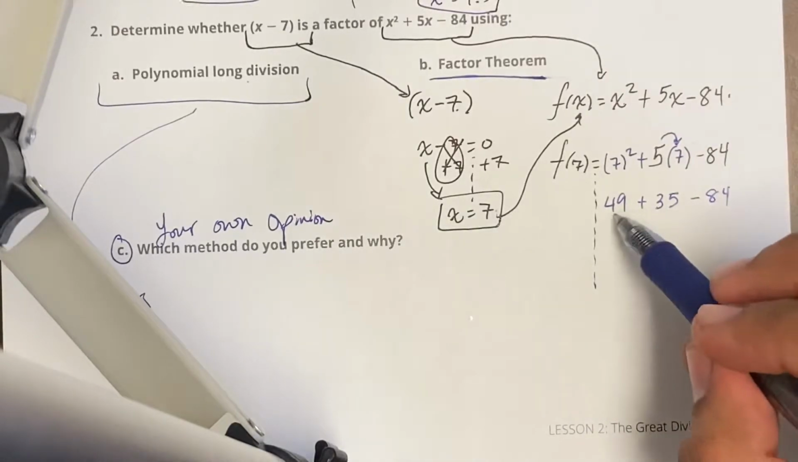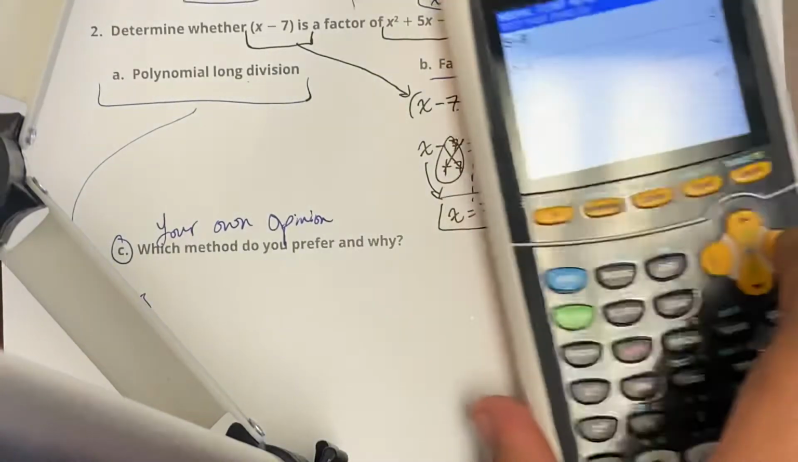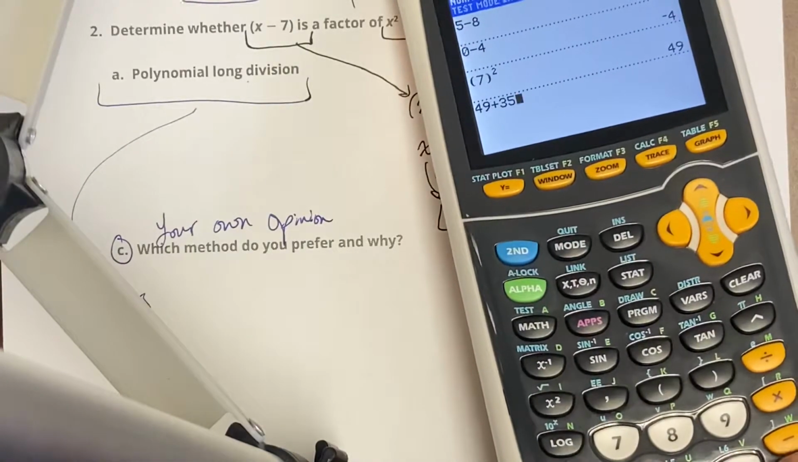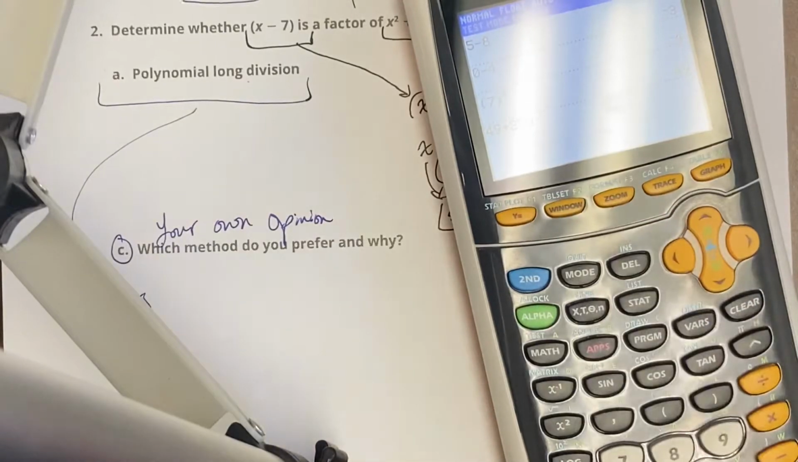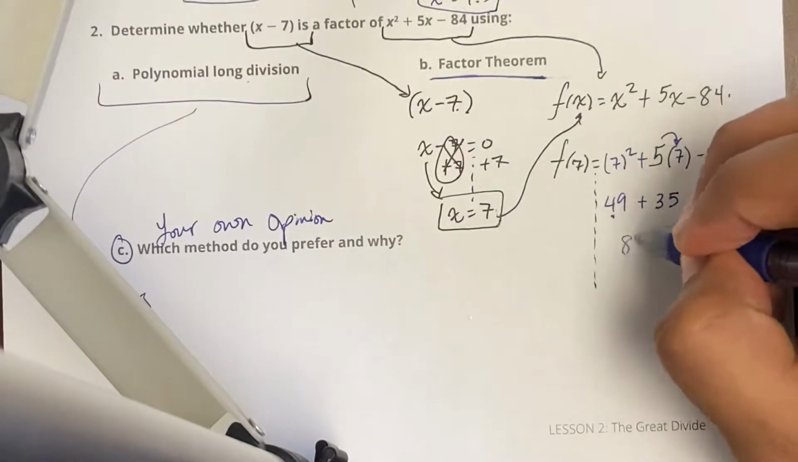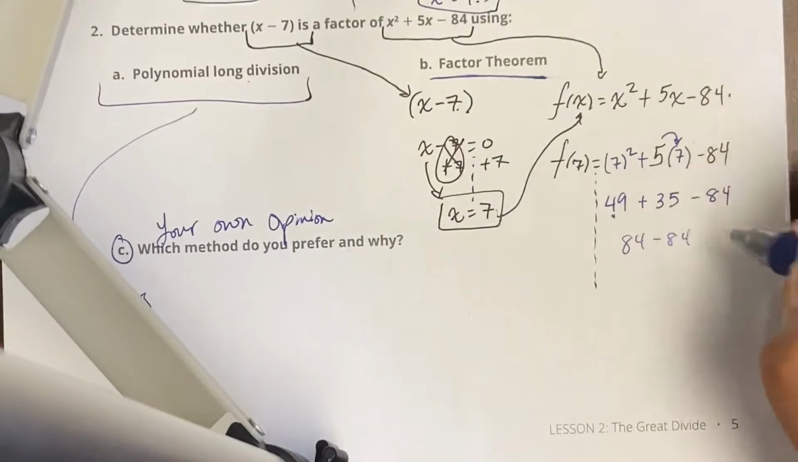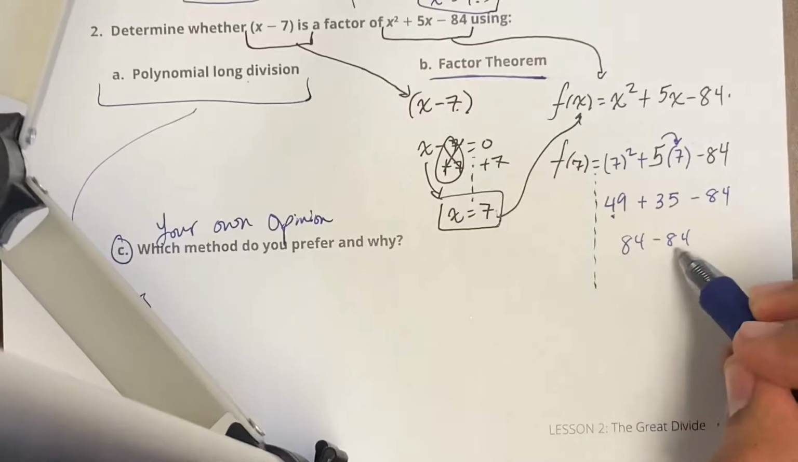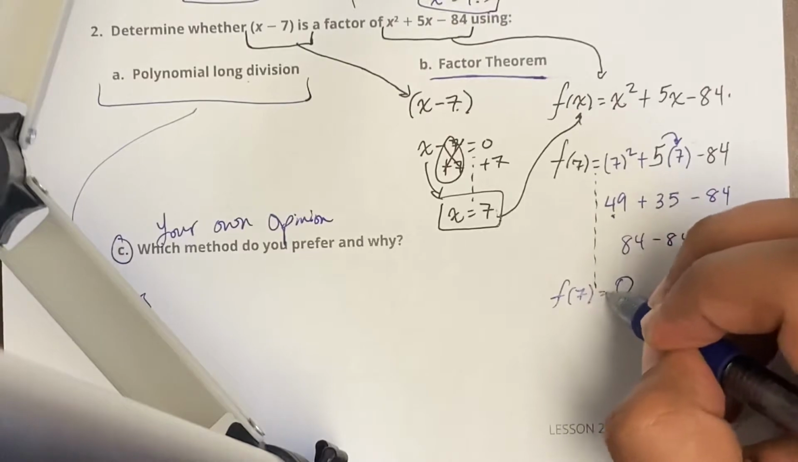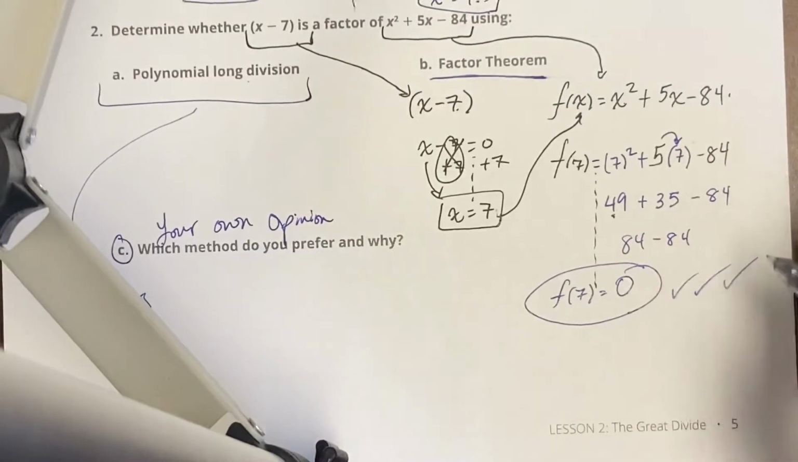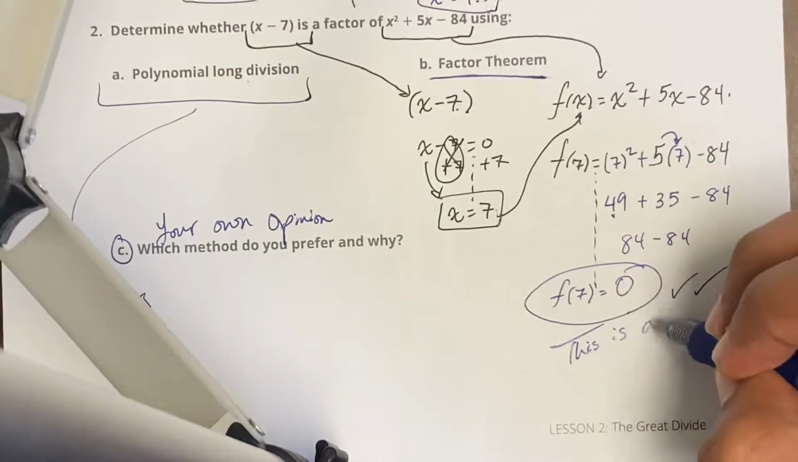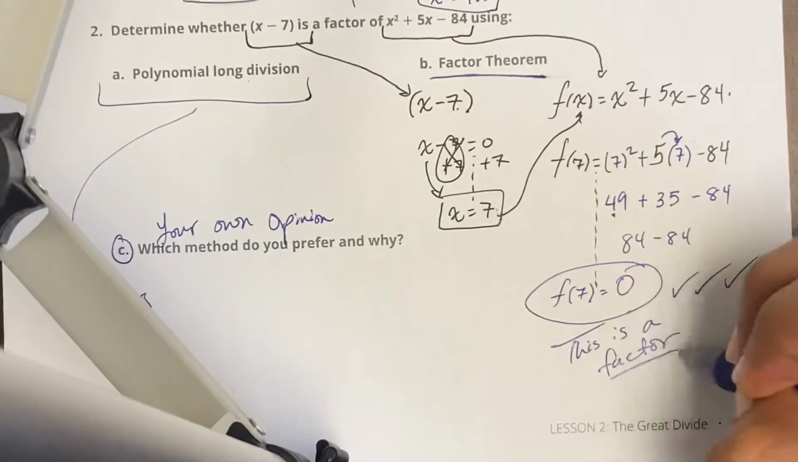Read left to right. 49 plus 35. I do get 84. Bring down this minus 84. You should be able to do that really fast. 84 minus 84 is 0. Check mark, check mark, check mark. So, this is a factor. It does work.